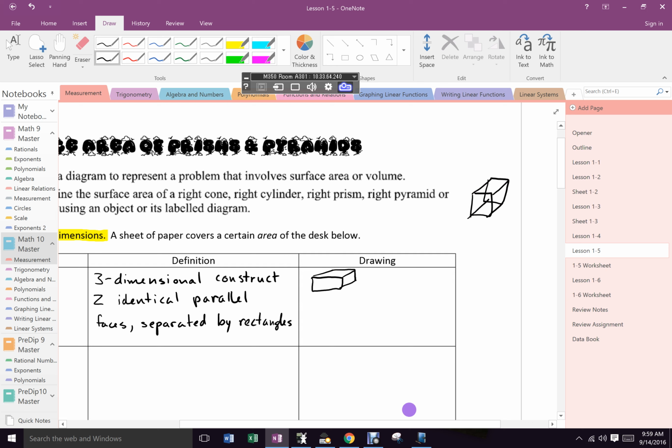Oh, yeah. Is it coming out of the page upwards or going into the page backwards? Whoa.